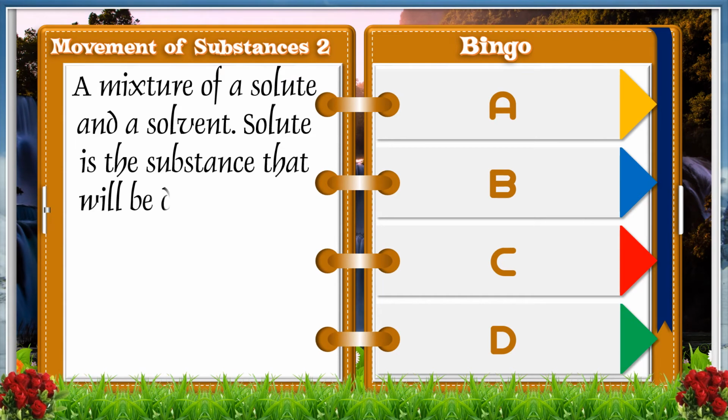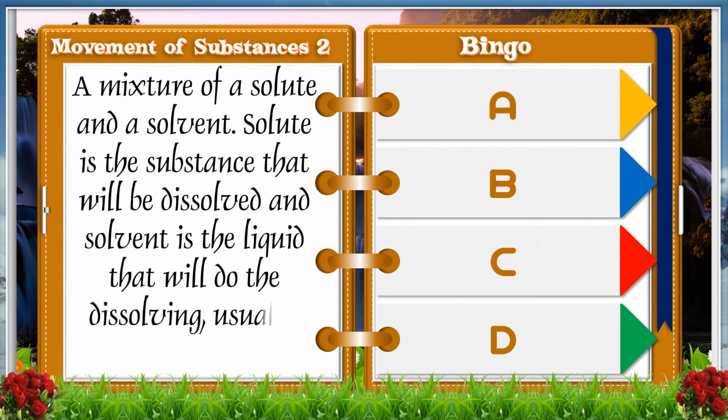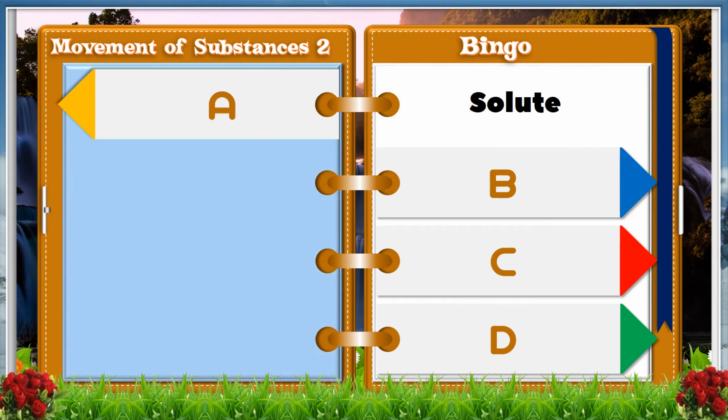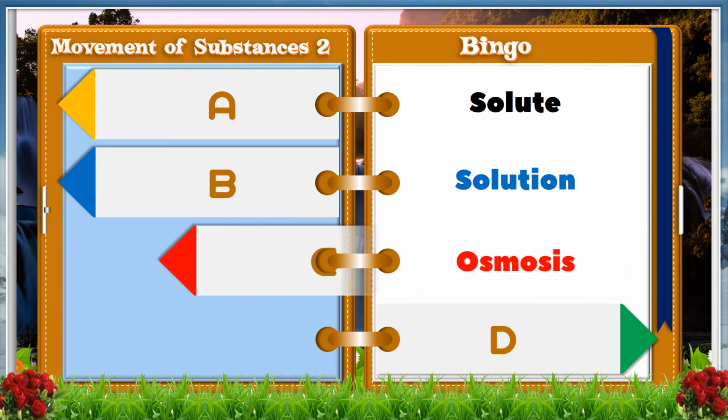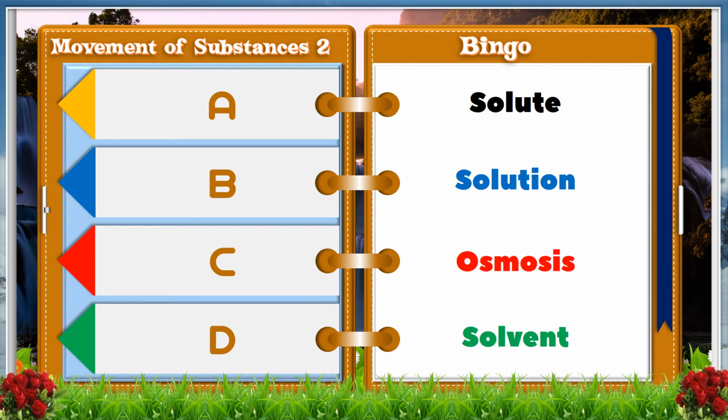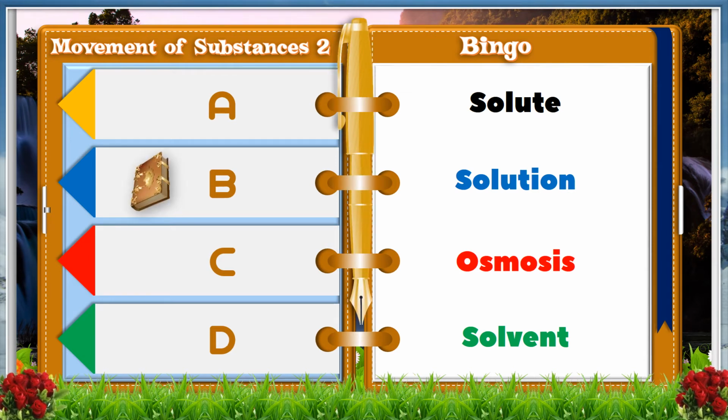A mixture of a solute and a solvent. Solute is the substance that will be dissolved, and solvent is the liquid that will do the dissolving, usually water. A, solute. B, solution. C, osmosis. D, solvent. And the answer is B, solution.